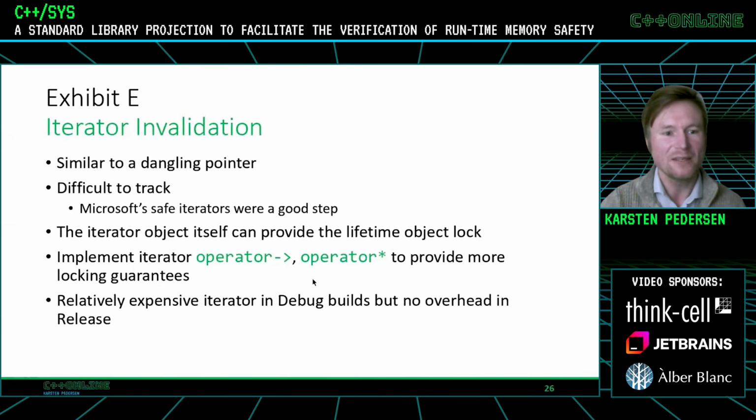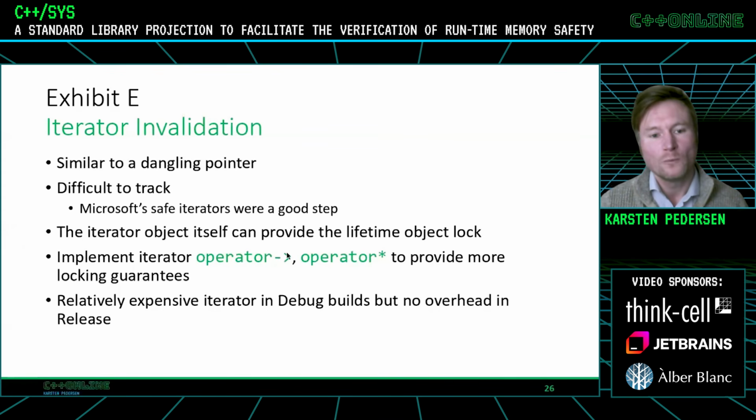It's a similar issue to a dangling pointer. It's difficult to track. Microsoft's Visual C++ has safe iterators in the standard library, and this was a good step. And it's a much easier challenge, this one, because you don't need to intercept anything. The actual iterator object itself can be the object that provides the lifetime lock. Yes, that's very expensive in terms of overhead, but because it's just in debug, I'm not too worried about it.